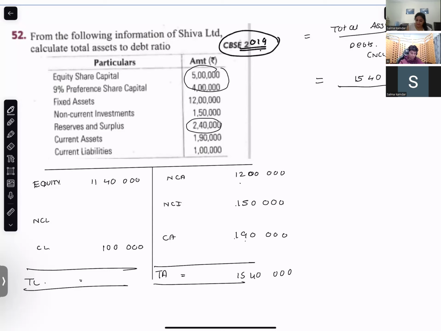Now I want my total debts, which is my non-current liability. Since my total assets is 1540, my total liabilities will also become how much? 15 lakh 40. So from 15 lakh 40, if I'm minusing 12 lakh 40, what is my total non-current liabilities? 3 lakh, 300,000. So we are done.